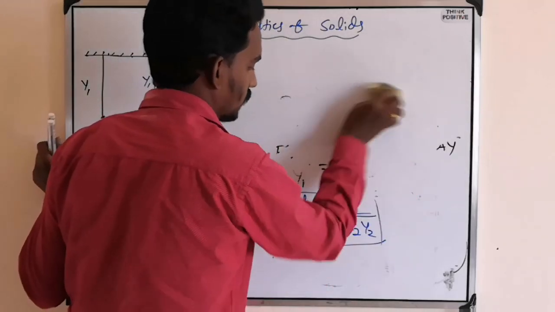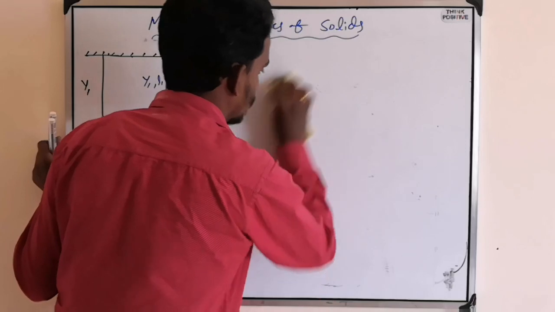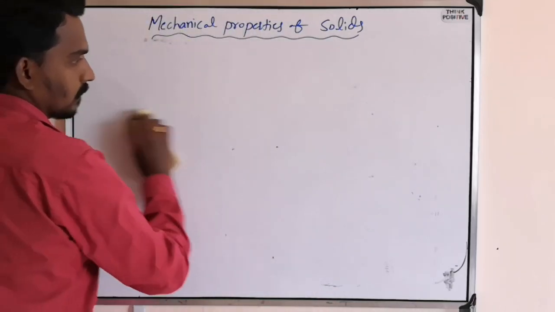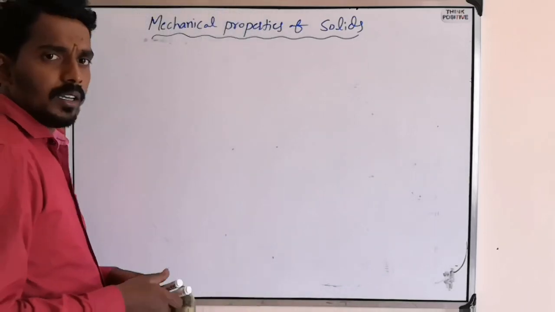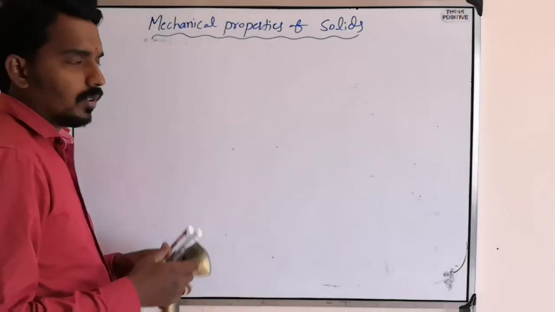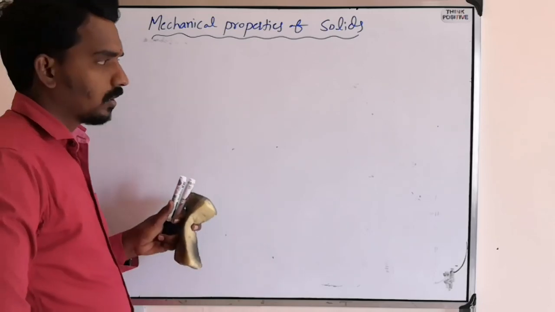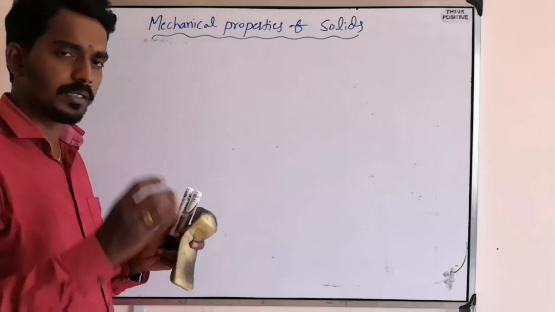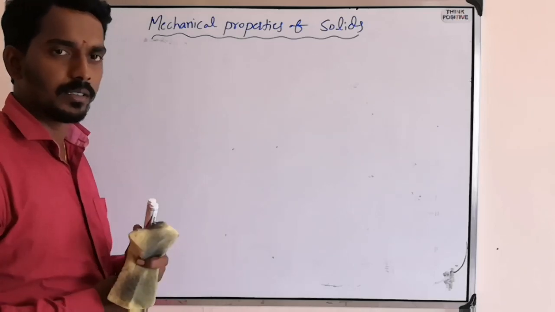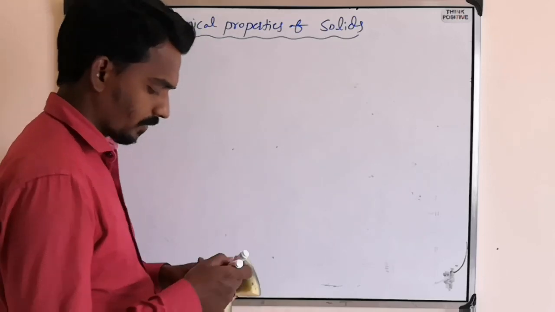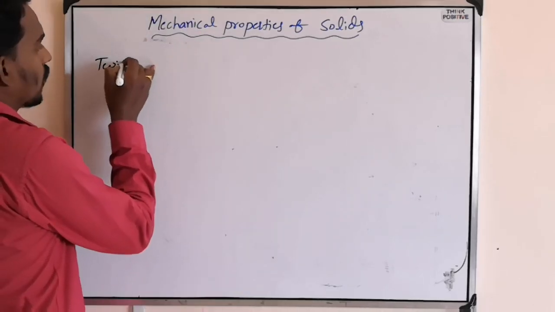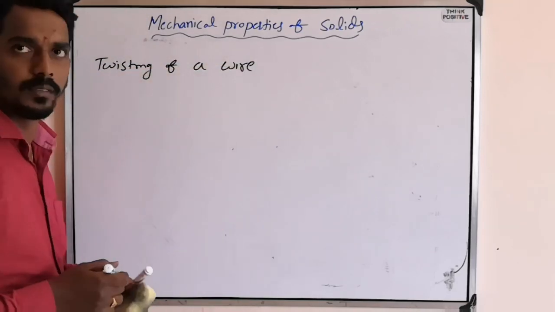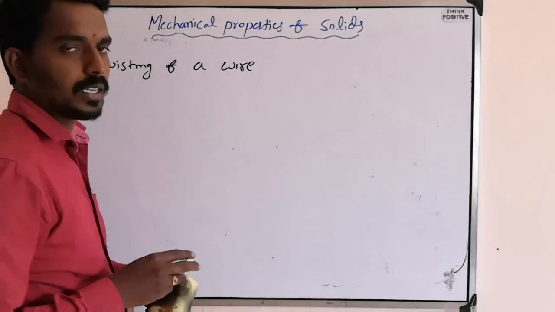Now, one or two last topics are there, simple topics. Simple in the sense small but less important. One is twisting of a wire. So what is this twisting of a wire?